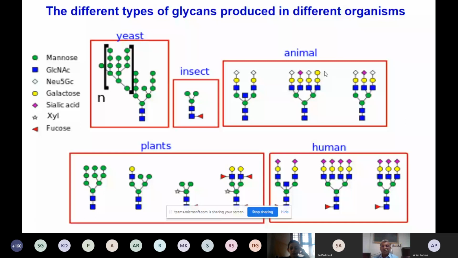In humans, again, you find a wide variety of glycan structures, similar to what you find in other animal species, based on the type of tissue and based on the location of the protein, either in a particular cellular organelle or on the plasma membrane. There is also variation in the composition of the sugar.